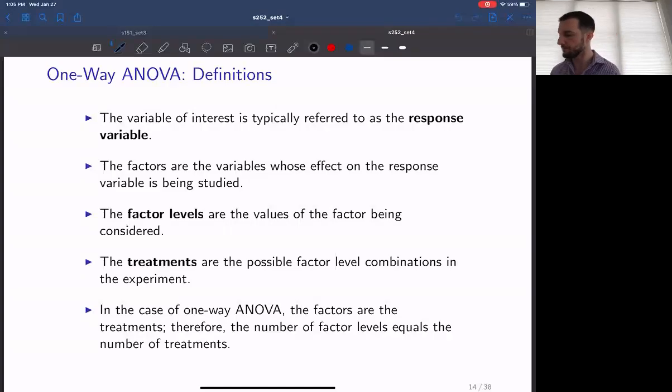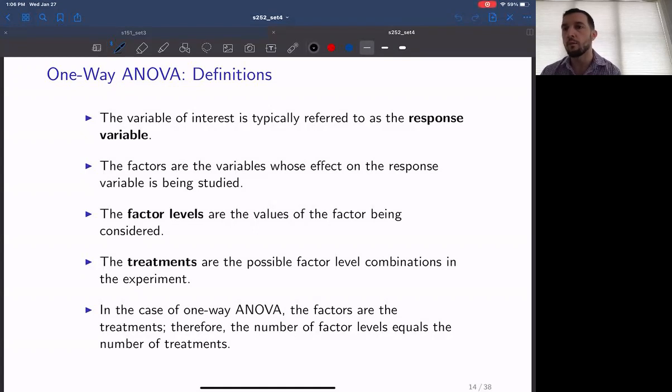Okay, so we are working through lecture set 4 right now, which is devoted to the one-way ANOVA procedure. As a reminder, the one-way ANOVA procedure is a procedure that we are learning how to use when we want to determine if there's evidence of a difference among 3 or more population means.